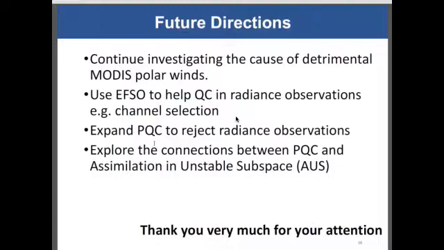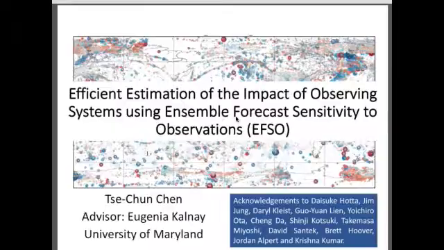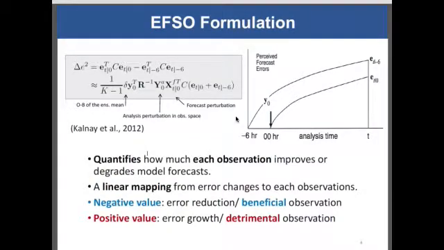Any questions? Can you explain the formula at the beginning? How does this work? Sorry, the beginning. How do you know to attribute this to different observation types?